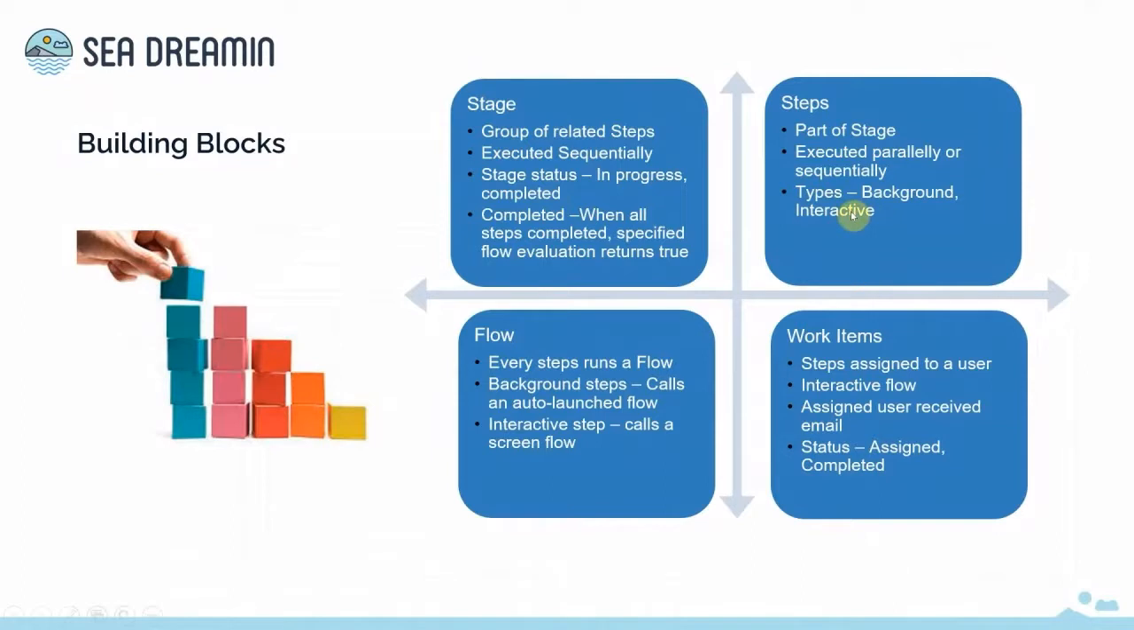The second component is step. Like I mentioned, it is the main part of a stage, and a step can be executed parallelly or sequentially within a particular stage. There are two types of steps associated with a flow orchestrator: a background and an interactive.